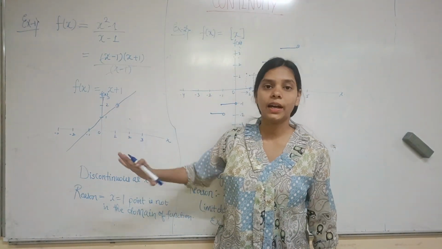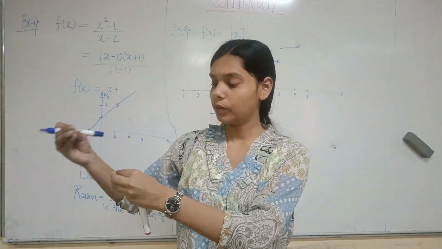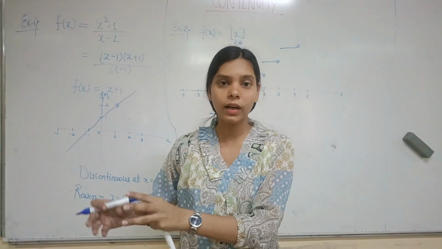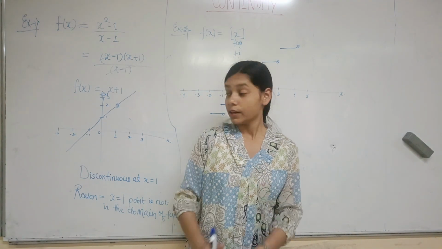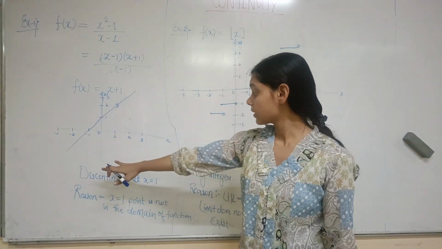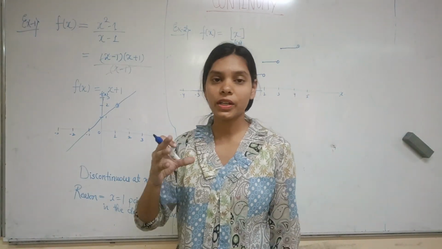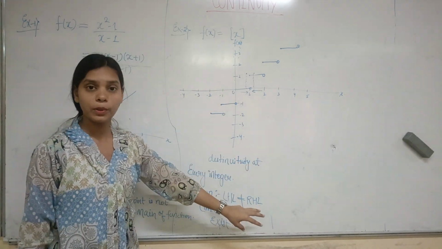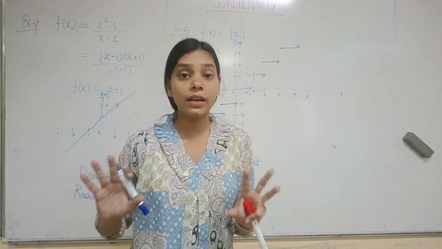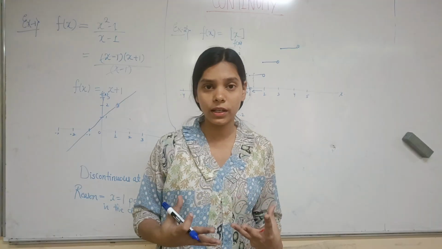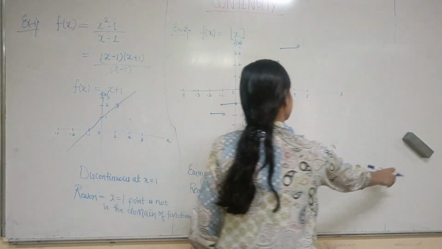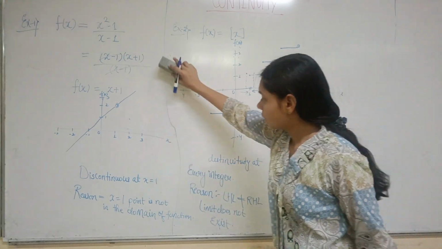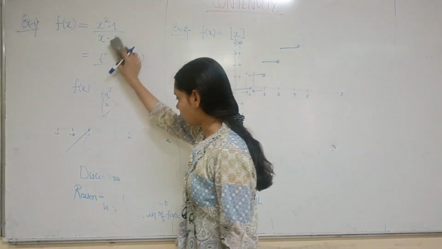Students, this is a basic idea of how to approach and go through the definition of continuity, right? So this is the discontinuity. This discontinuity occurs because the function is not defined at x equal to 1. This discontinuity occurs because the left hand limit and right hand limit are not equal, meaning the limit does not exist. Now I am going to take a third example in which another type of discontinuity occurs.